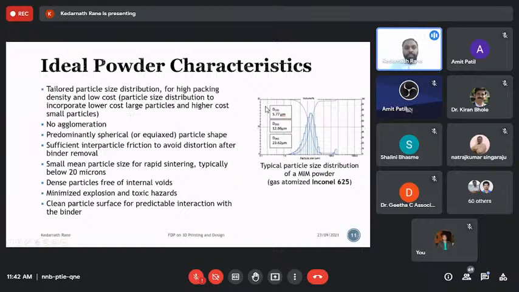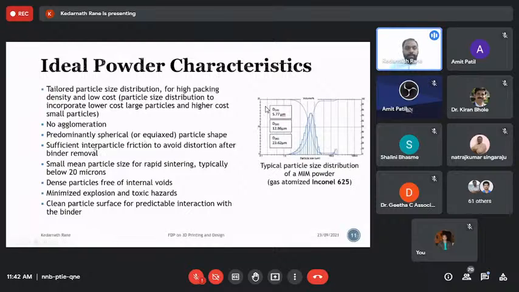There should not be any agglomeration or clustering in the powders. So the powder manufacturer takes care of this kind of aspect. Spherical, as I said earlier, spherical powder particle shape is favorable. Equiaxed powder shapes are favorable.